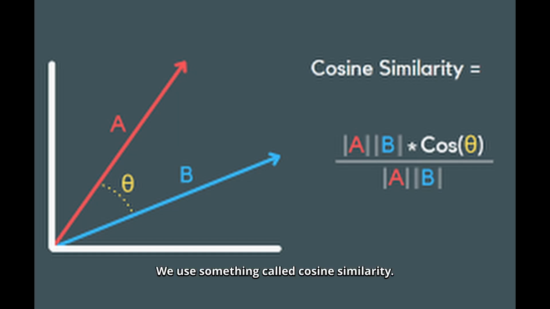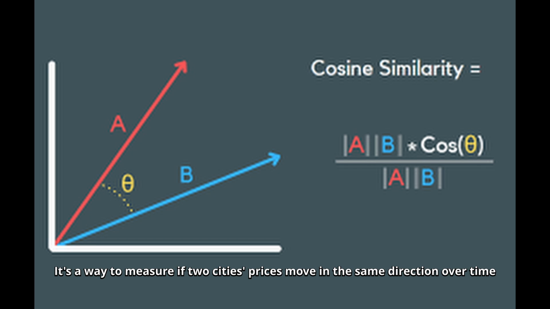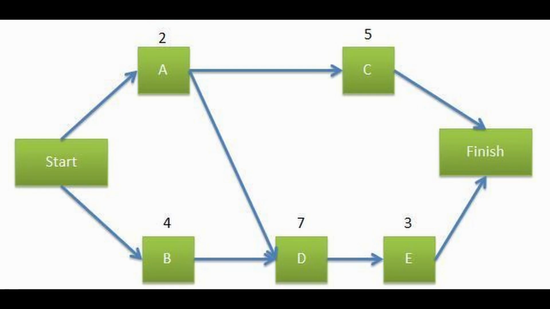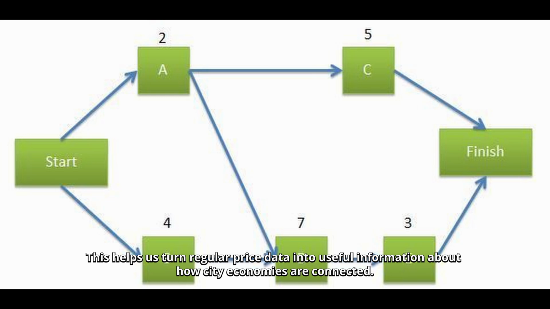We use something called cosine similarity. It's a way to measure if two cities' prices move in the same direction over time. Not if they have the same prices, but if they change in the same way. Then we build networks to see which cities are connected. This helps us turn regular price data into useful information about how city economies are connected.